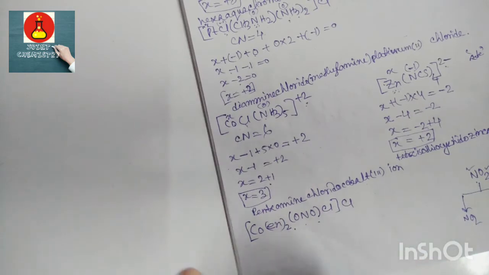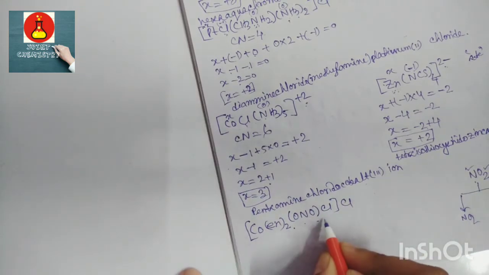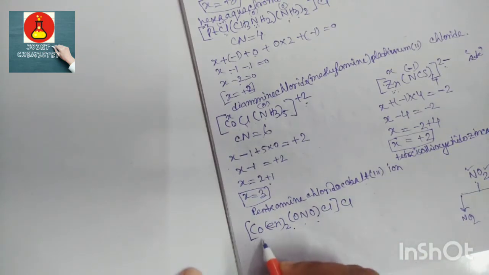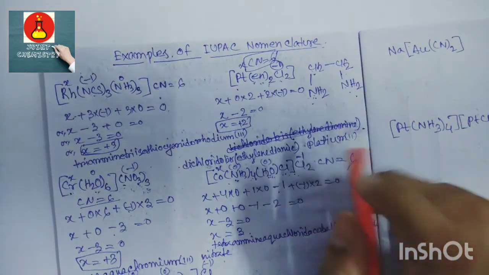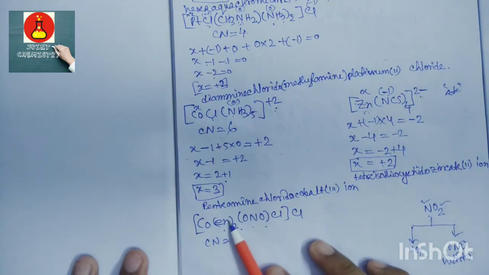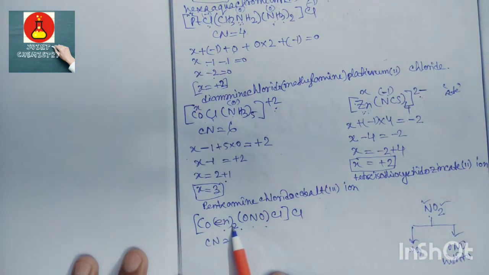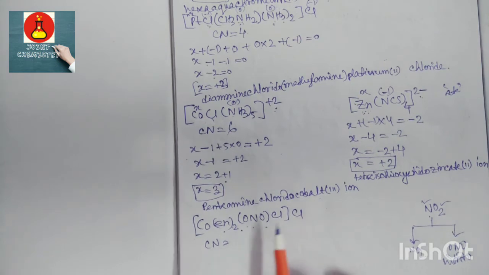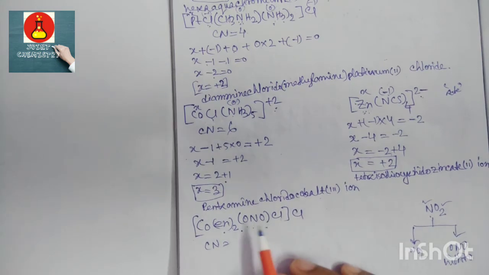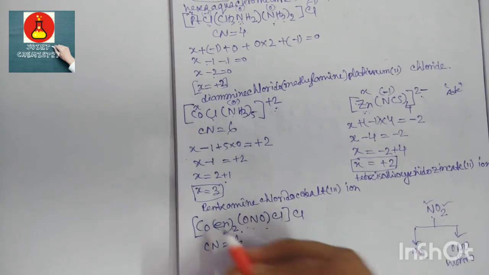Okay? Now, what is the coordination number of this complex? I already told you the structure of the ethylene diamine. This is the ethylene diamine. Each ethylene diamine contains 2 donors. So there are 2 ethylene diamine, that's a total of 4 donors, and 1 donor from the ONO, and 1 donor from CN. So the total is 4 plus 1 plus 1, which is 6.